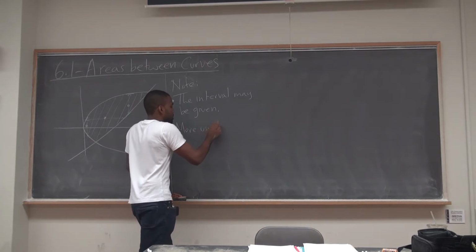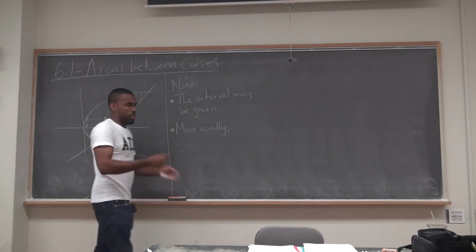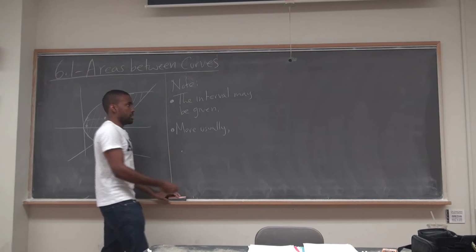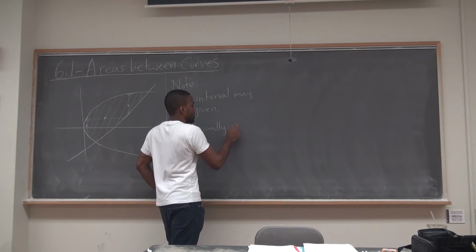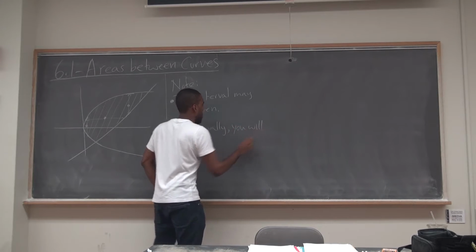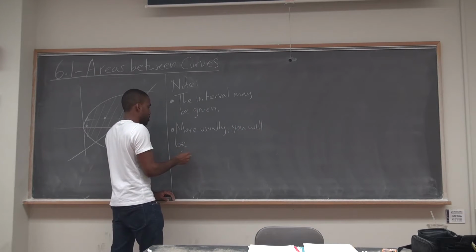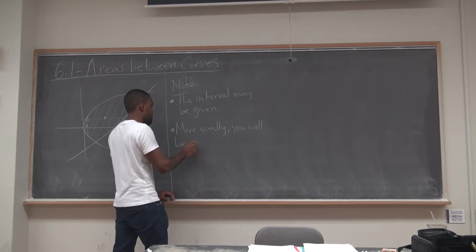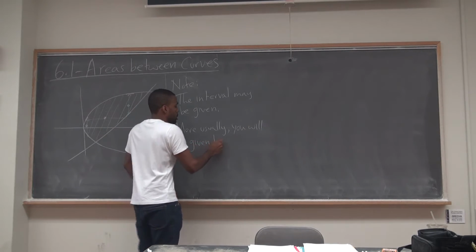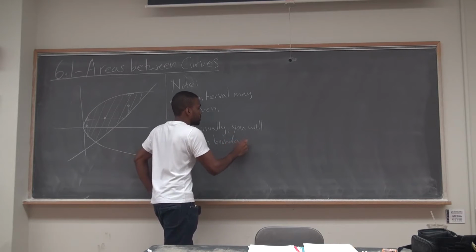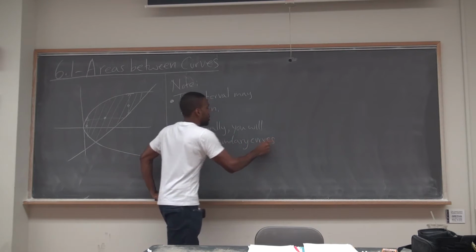More usually, we just say find the area between 2 curves, and the interval would be defined by the intersection points. But you should be fine to do either case. I have examples that cover both cases. You'll be given boundary curves.